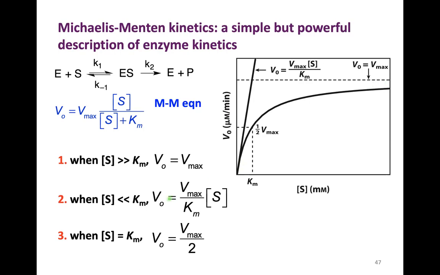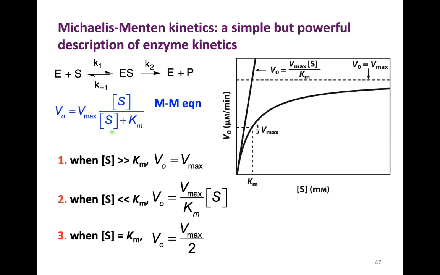Now let's go to the other extreme, when the concentration of substrate is much, much smaller than Km. Okay, so that term becomes negligible in the denominator. And so effectively the initial velocity is equal to Vmax over Km times the substrate concentration. So this is of course a linear relationship where this would be effectively the slope. So that is this point of the curve. Okay.